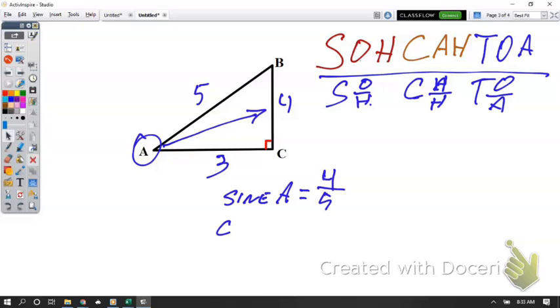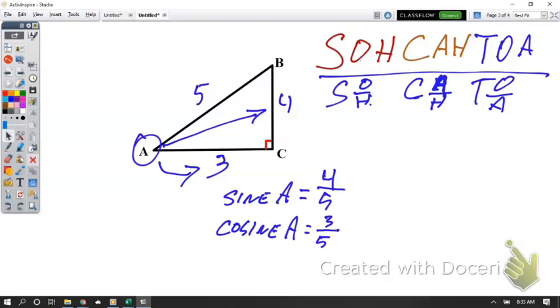The cosine of angle A, well, that's adjacent over hypotenuse. Adjacent to angle A is 3. So 3 over the hypotenuse, which is still 5.